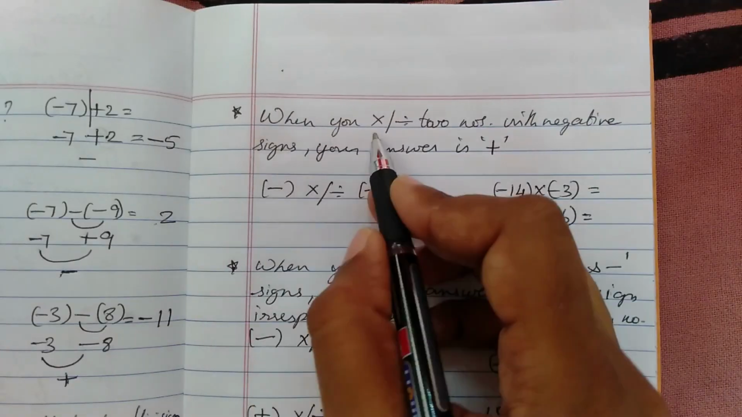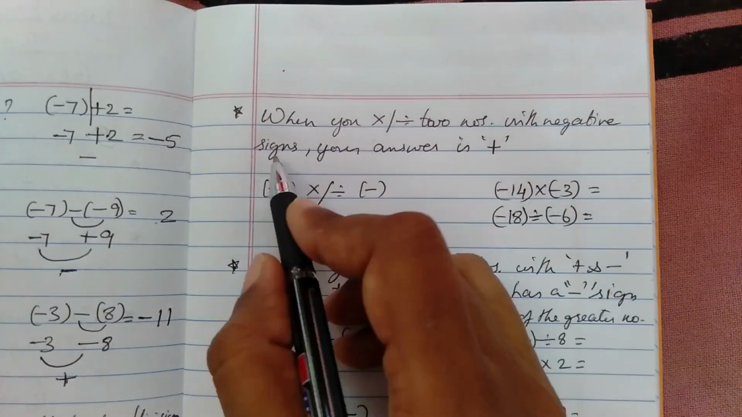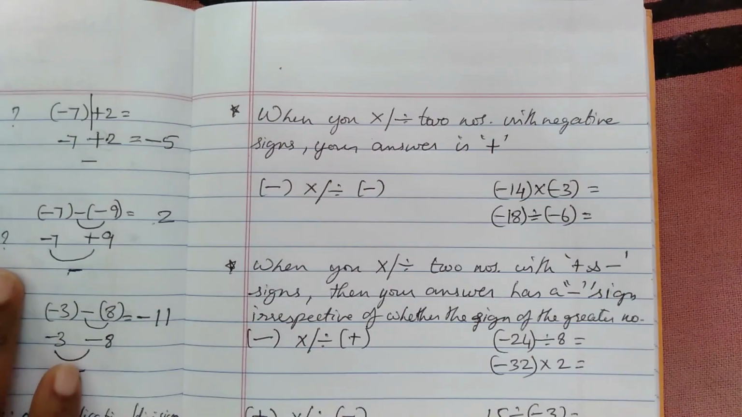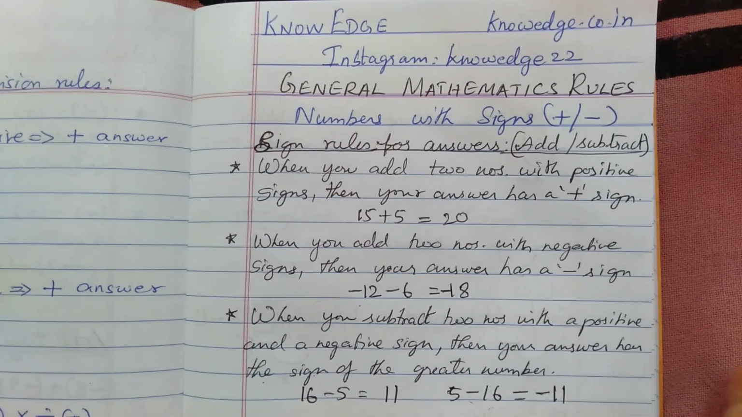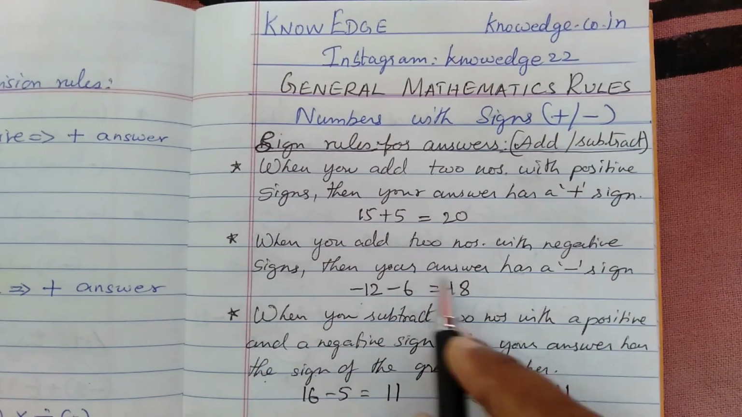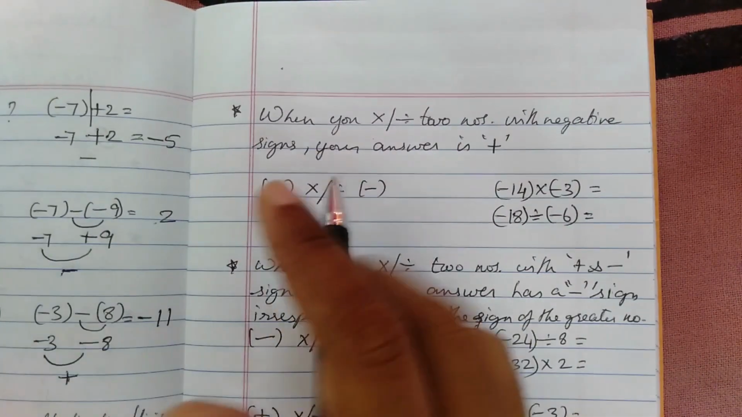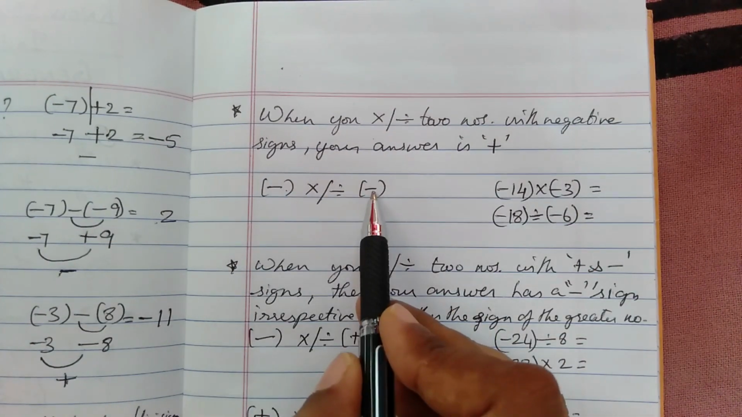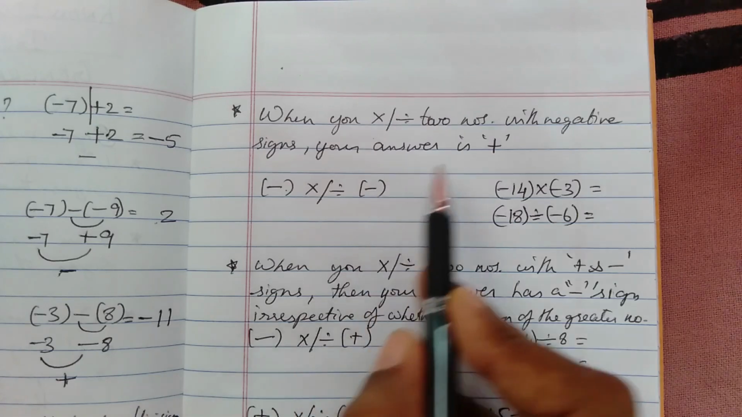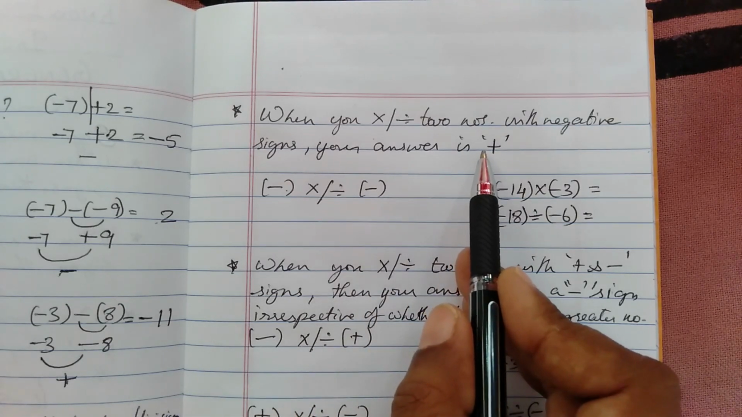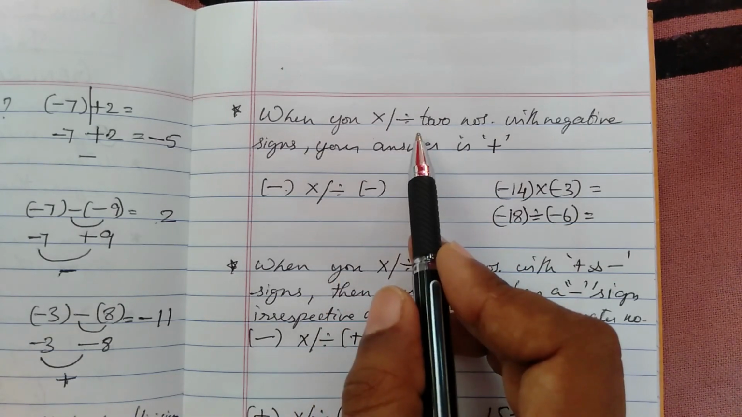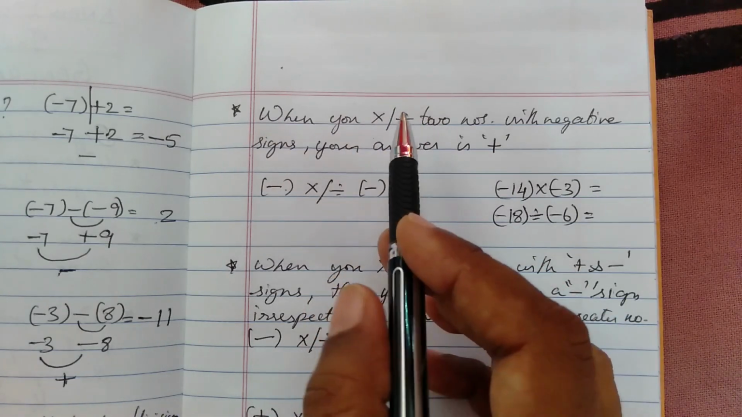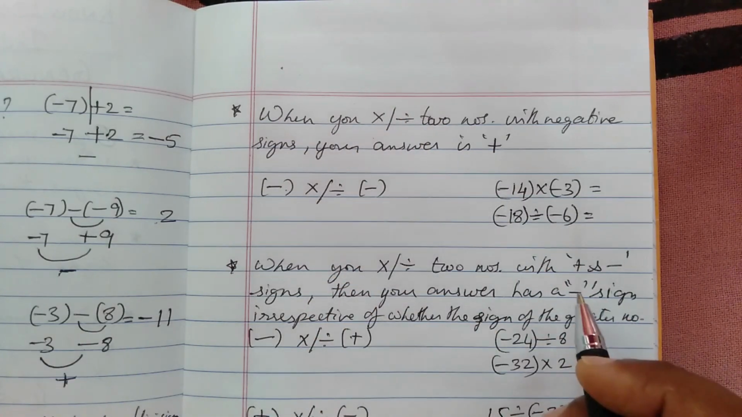Okay. Now when you multiply or divide two numbers with negative signs, then your answer is positive. Now this is opposite to this one. When you add two numbers with negative signs, then your answer is negative. Now this is opposite. Whenever you see two numbers with negative signs, then your answer is positive when you multiply or divide. This rule is only for multiplication or division.